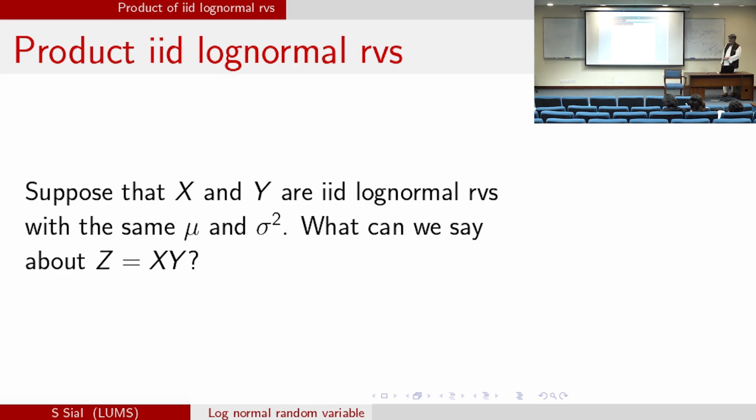If I take the logarithm of their product, what do I get? I got the log of x plus the log of y. X is log normal, so log of x is normal. Y is log normal, so log of y is normal. What's the sum of two independent normal identical distributions? It's normal.